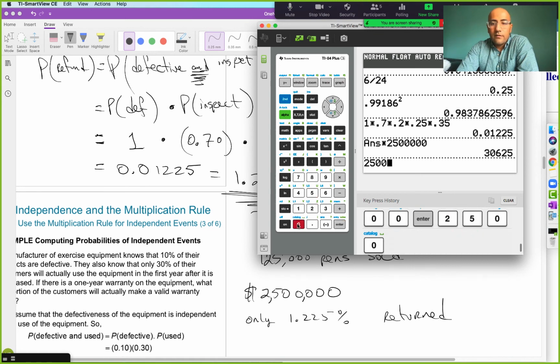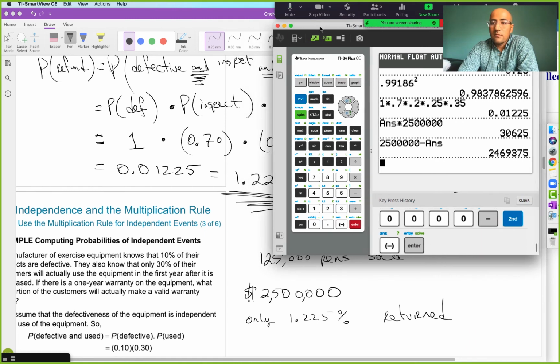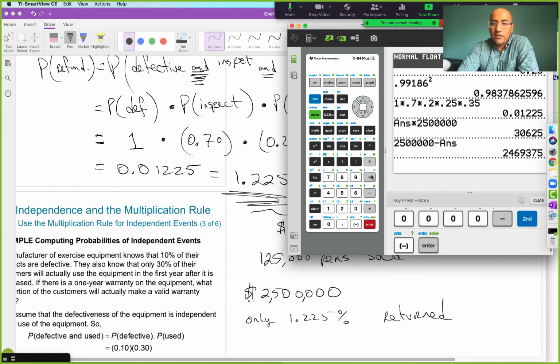That means I get to keep the rest. 2,500,000, 1, 2, 3, minus the previous answer. That means I get to keep $2,469,375. Not bad for selling a bunch of junk pens, right? Of course, that's not profit yet.